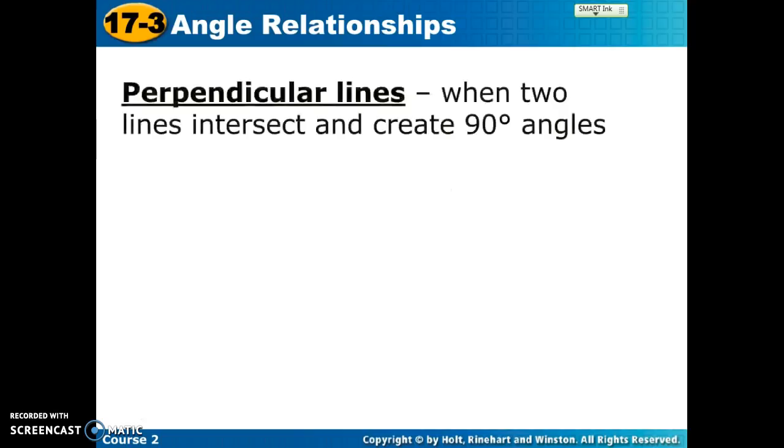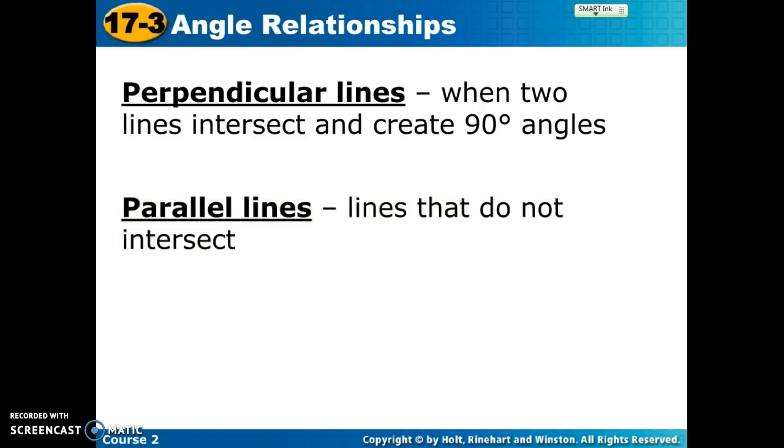Looking at perpendicular, parallel, and skew, we need to make sure we know what they are. When two lines are perpendicular, they intersect and create 90-degree angles. When our two lines intersect, they cross each other, they create 90-degree angles. Parallel lines are lines that do not intersect. Think of those as your railroad tracks. They will not touch, they won't intersect, they stay the same distance apart as they continue on.